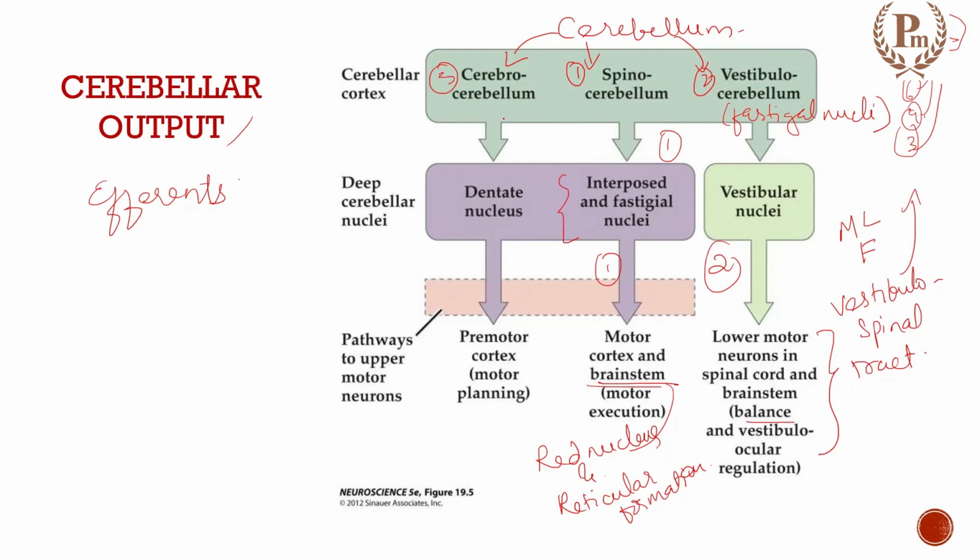The third one, which is coming from the cerebrocerebellum, passes through the dentate nucleus. From the dentate nucleus, we have efferent going to the motor cortex, that is the premotor cortex, where it is involved with motor planning. Okay, so that is my third efferent. These all, dentate, interposed, and vestigial nuclei, are our deep cerebellar nuclei.